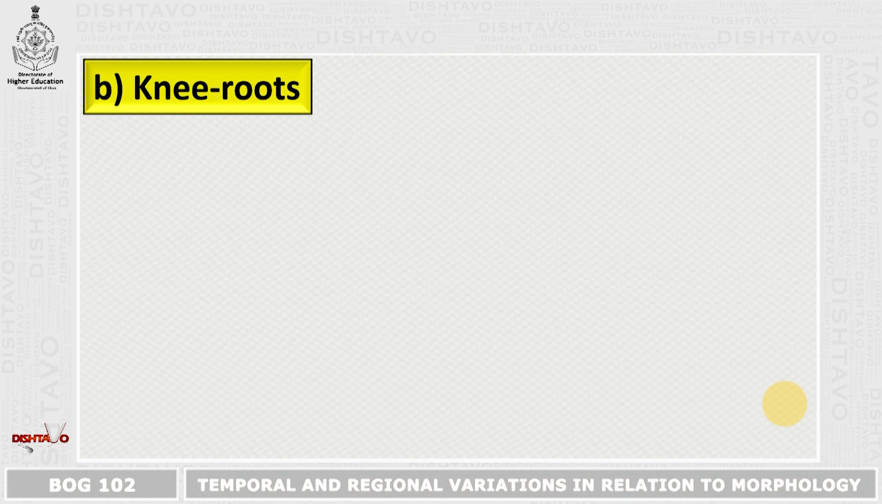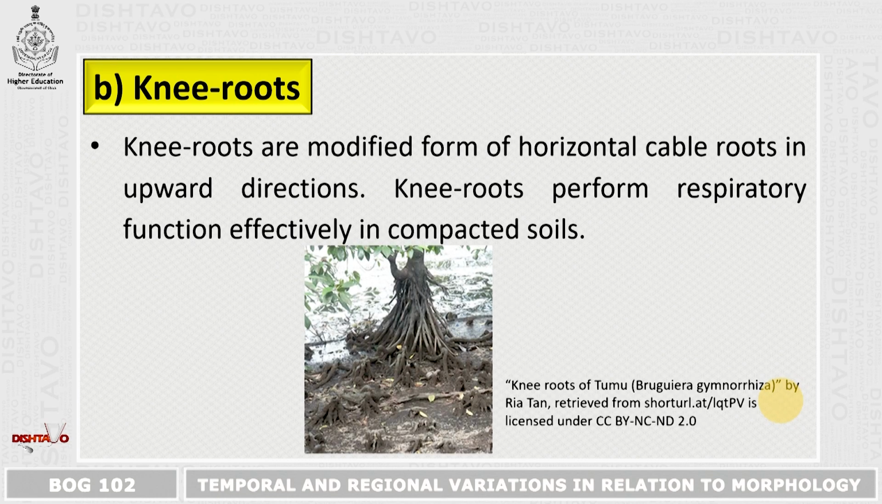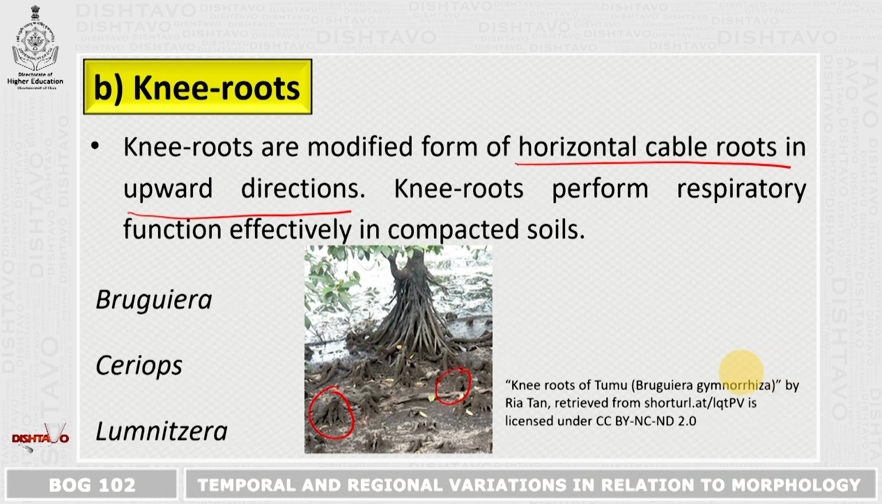Next root structure is knee roots. Knee roots are modified form of horizontal cable roots in upward directions. Knee roots perform respiratory function effectively in compacted soils. Here in this picture, you can see the knee roots are bent in shape. The examples in which these knee roots are seen are Bruguiera, Ceriops, and Lumnitzera.